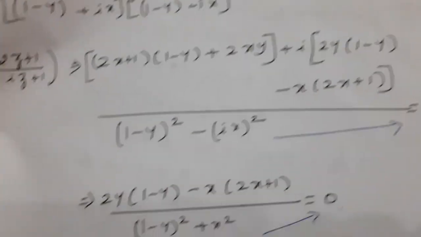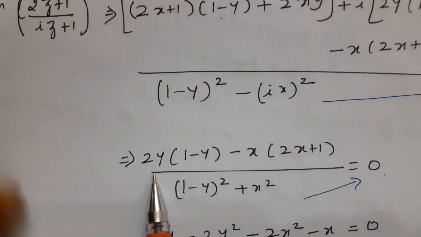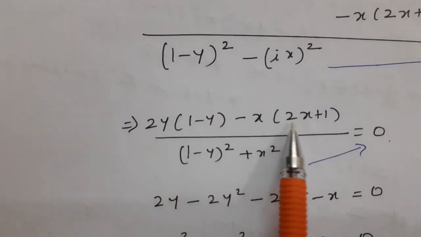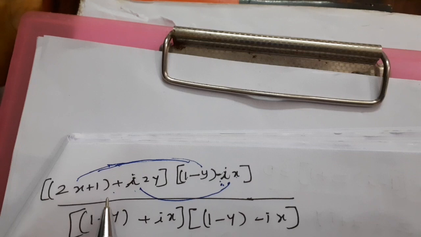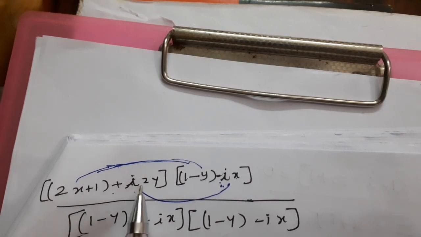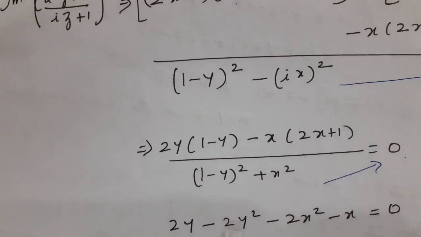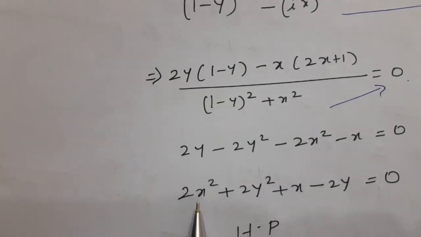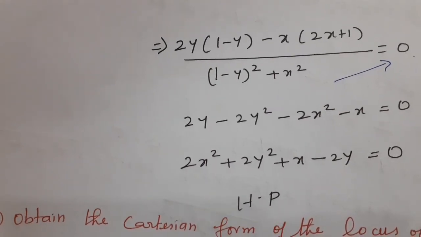The denominator becomes 0, no problem. We need the imaginary part only, because the question is asking only for the imaginary part. After the simplification we get 2y into (1 minus y) minus x into (2x plus 1) equal to 0. The imaginary part comes from an i term into a real term, and a real term into an i term. The denominator becomes 0, so you only take the numerator. Therefore the locus is 2x square plus 2y square plus x minus 2y equal to 0. Hence we prove the result.